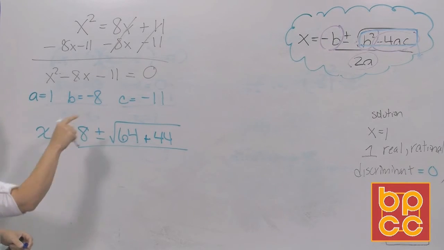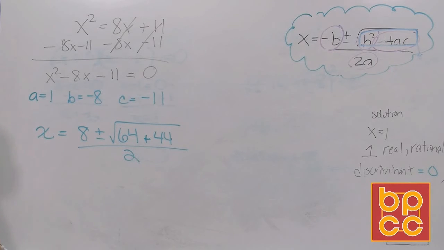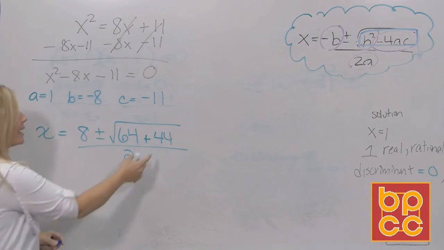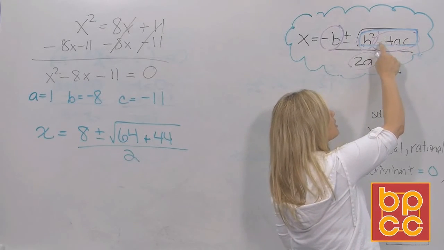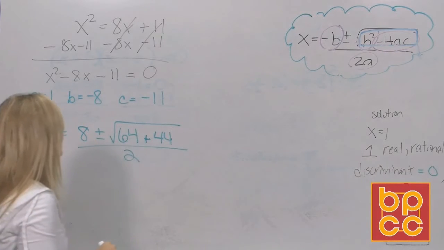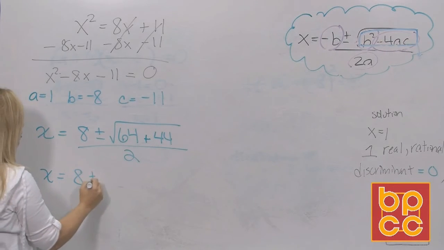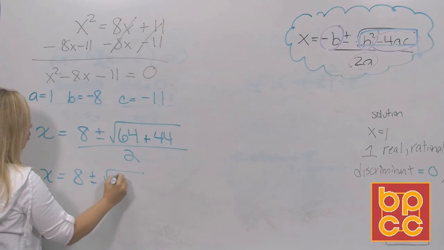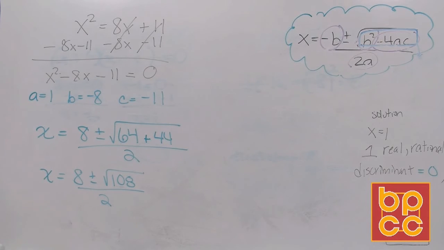All over 2A. 2 times this A number is 2. The biggest mistake you are going to make is right here when you have to multiply the three numbers, because you have to remember it's negative 4 times the A times the C. Now we work what's inside a grouping symbol first. So 64 plus 44 is 108, over 2. Now this is the part you're not going to like. It all goes back to those basic algebra skills.